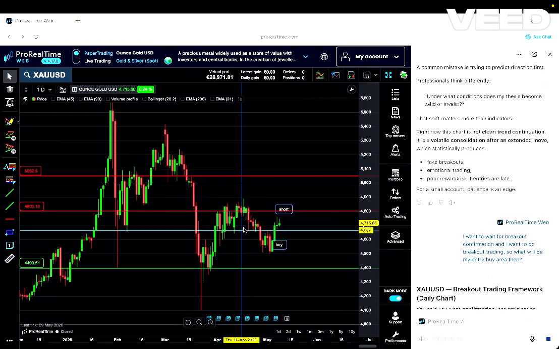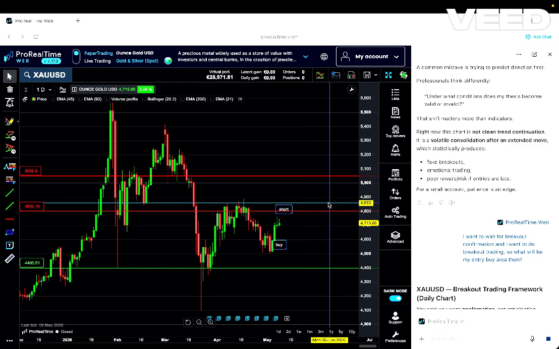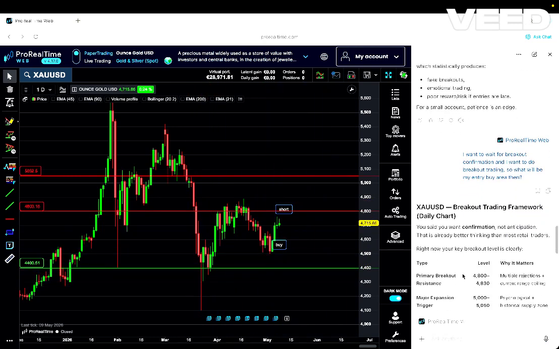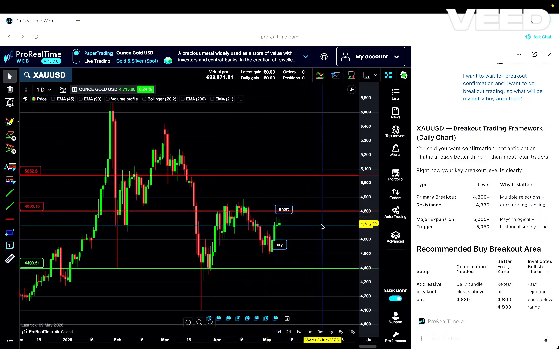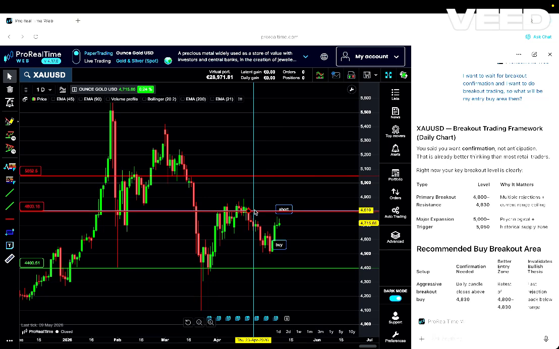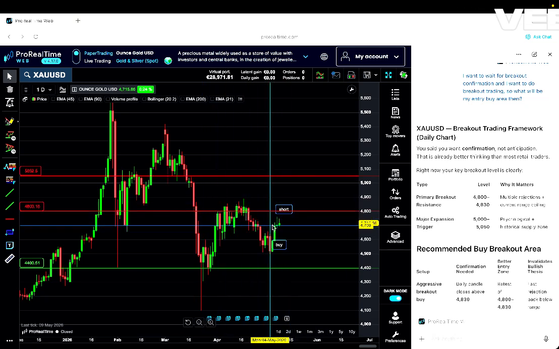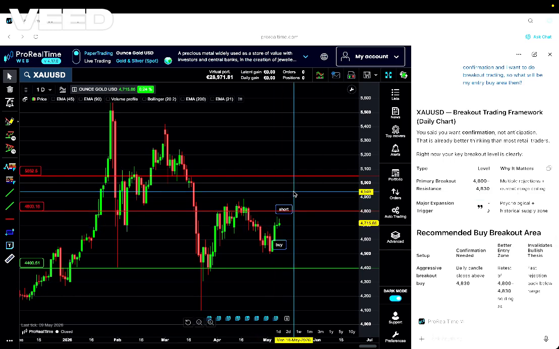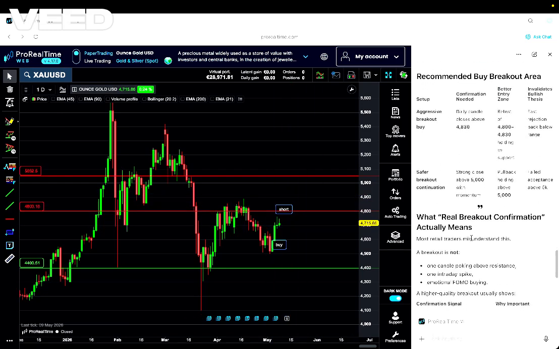Because this is range trading, there is no clear structure here. There's no momentum being formed, right? This is just the second momentum that's being formed, higher lows. So rather than riding this trend, I want to look at what's going to happen here. And I want to do a breakout, because if this breaks here, it's been a while since March. So this is going to be some continuation upwards. So primary break resistance at 4,800, major expansion at 5,000, right? So if it breaks here, and if I look for confirmation, then it'll move forward.